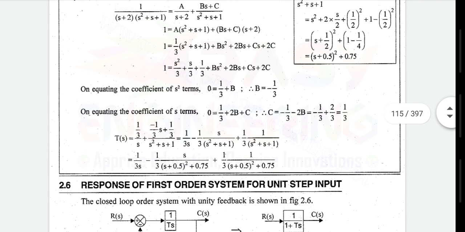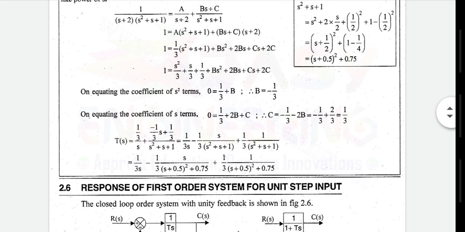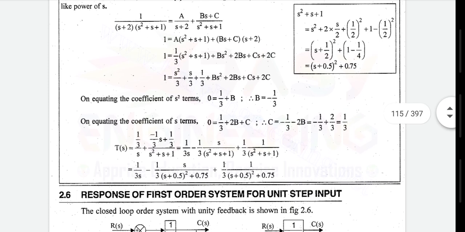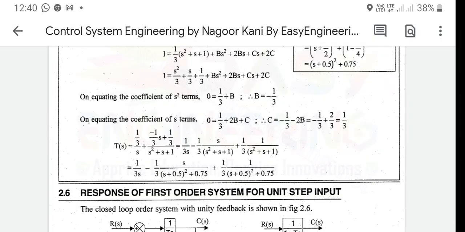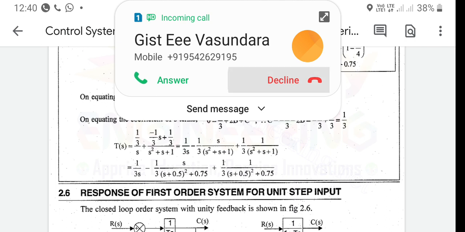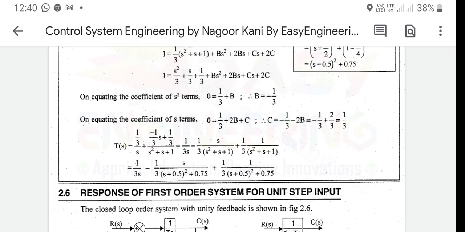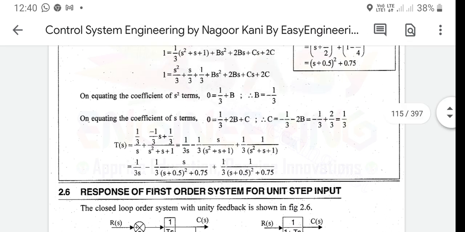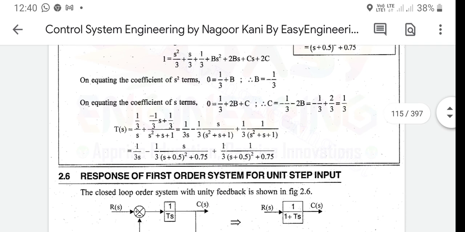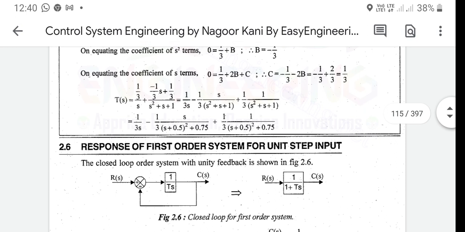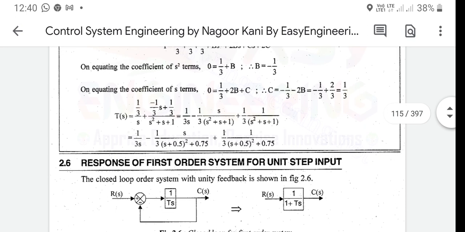Similarly, if we split the s terms, on the LHS side you don't have any s terms, so 0 is equal to 1 by 3 plus 1 by 3 plus 2b plus c. What is the c value? Substituting the value of b, c is equal to 1 by 3. So now you know the b and c values here.